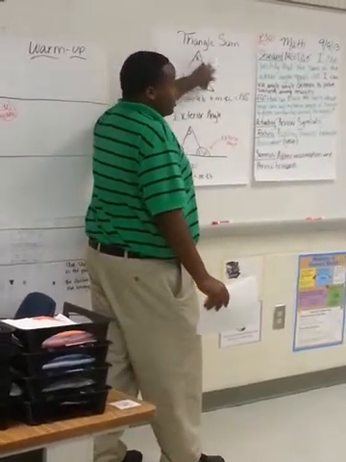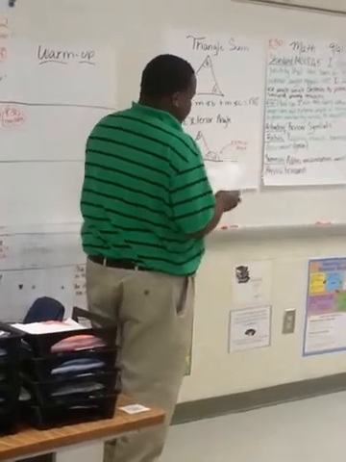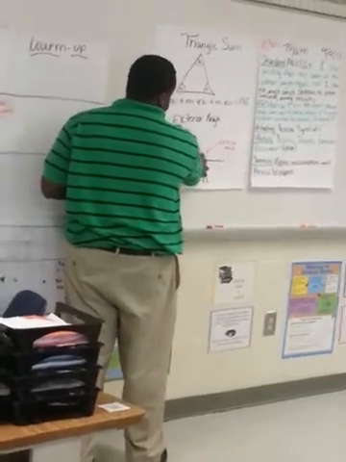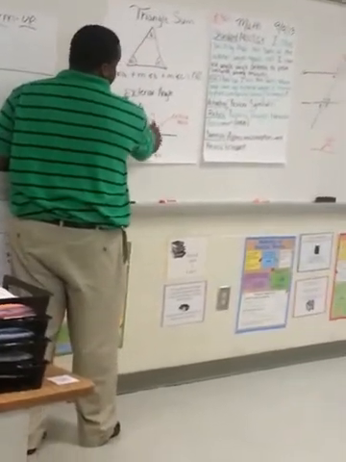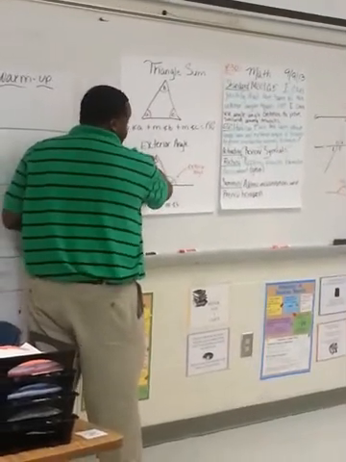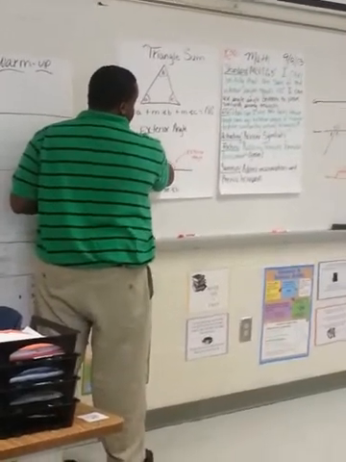And with the exterior angle, it says that the exterior angle is equal to the two angles opposite of it. So the two angles added up together are equal to the exterior angle. Does that make sense?